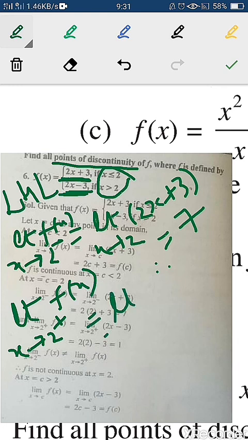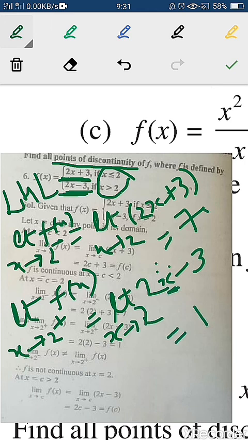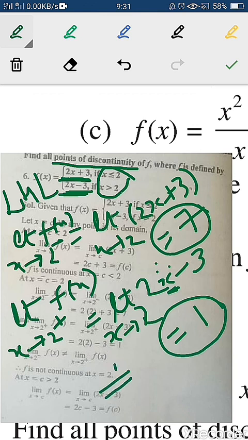So it is equals to limit x approaches to 2, 2x minus 3. Now put here x is equals to 2. When you will put 4, 2 2s are 4 minus 3 is equals to 1. So clearly you can see left hand limit is not equals to right hand limit.